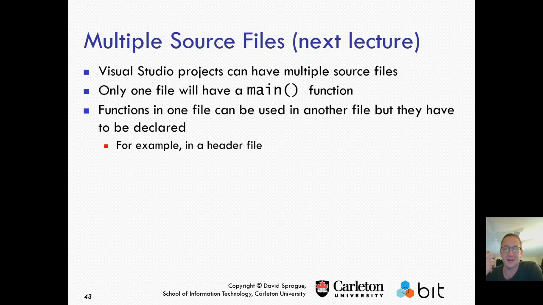I want to look at multiple source files next because it does actually relate to functions. Now, we only have one main function in our entire project, but we can actually have more than one file, which is kind of weird. In fact, we've already seen this a little bit before. When we dealt with the math library, we included other functions from other people's code. That's what that include was. It included the header file, which had all the names of the functions, and it also linked it up to the actual implementation of those functions so that you can use the absolute value function, for example.